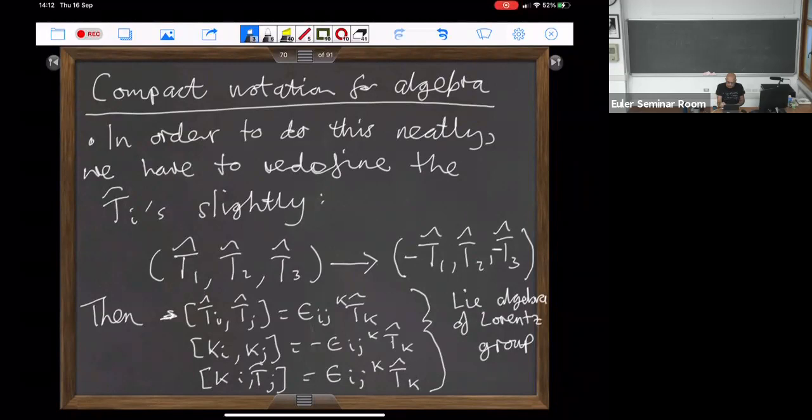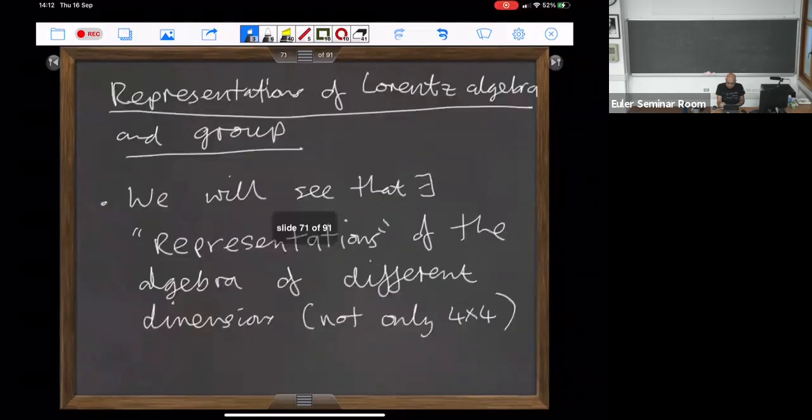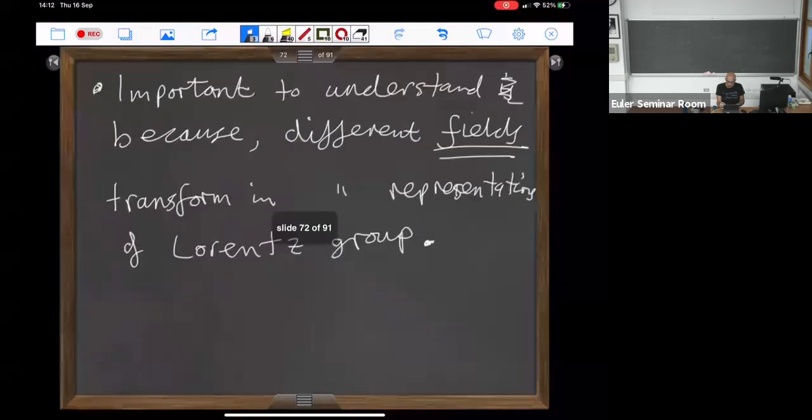Now, I'll just go on to say what I did say at the end of the lecture yesterday. We're doing this because we want to study representations, in other words, realizations of this algebra by matrices whose dimensions are not 4 by 4. In general, there'll be n by n matrices, and we're going to work out in principle what those matrices are. The point is that, as I mentioned yesterday, different particles in nature are described by different fields, and the different fields transform in different representations. So we need to understand these better.